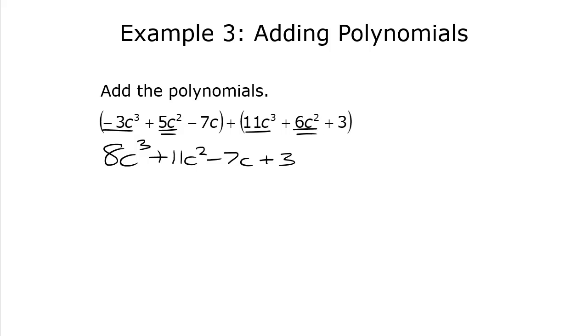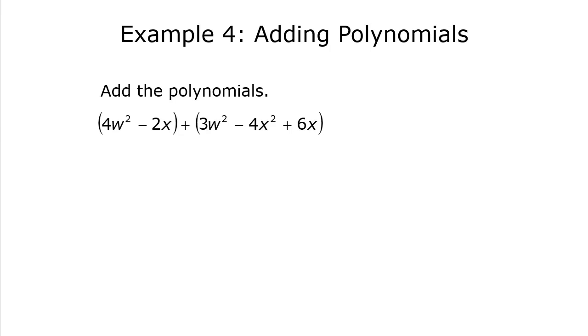So as you can see, it's just matching up the terms that have the same shape, right? Everything except for their coefficients has to be the same. So all of the letters have to match. We can do it again. We've got a w squared here and a w squared here. So 4 and 3 is 7w squared. I have an x squared, but an x, right? I can't put those together. So I just have minus 4x squared. But this x can go with this x, and I have negative 2 plus 6 of them, so plus 4x. And that's how that would work.